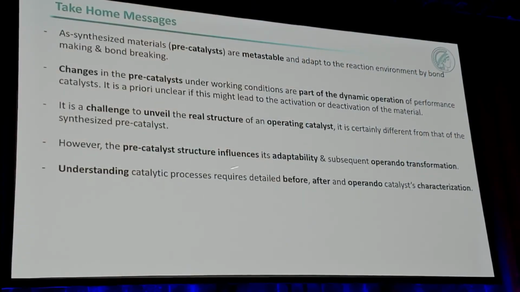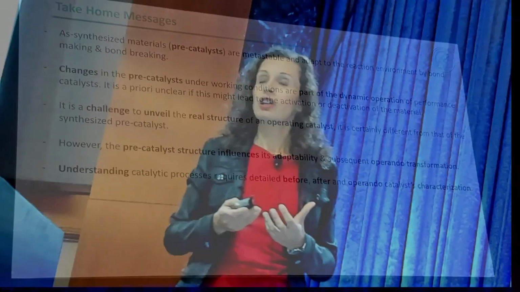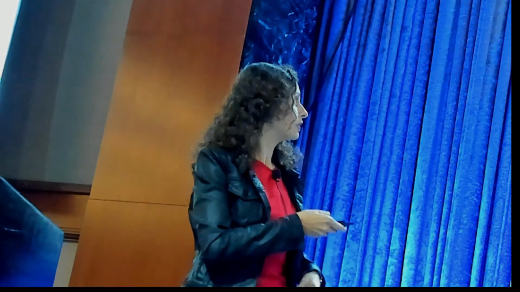However, the initial structure of the pre-catalyst influences the way it adapts and the way it transforms under reaction conditions. So it is still important to be able to synthesize the catalyst in a particular way, because the initial structural composition of the catalyst is going to affect whether it's able to adapt and how it's going to adapt and how it's going to be changing under reaction conditions. And this, of course, affects the selectivity and the activity.